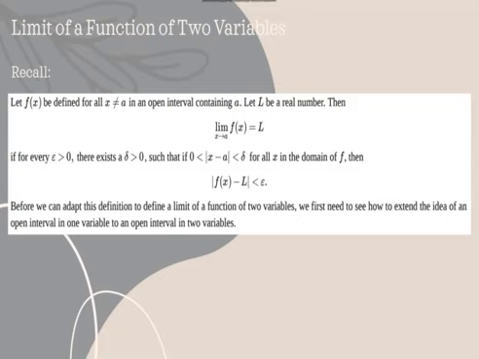Okay? Now, this, class, is the formal definition of our limits. We do not usually use this. We use the algebraic method, not this one. Okay?